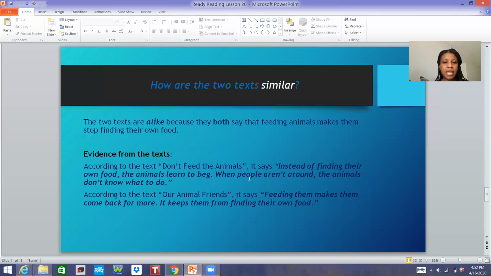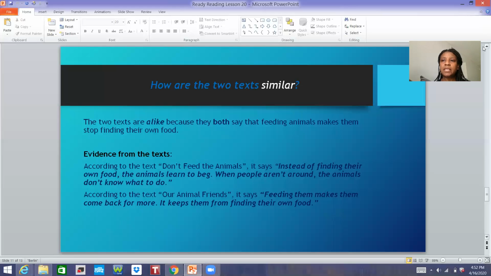And it pretty much says that the animals cannot find their own food if we feed them. According to the text, Our Animal Friends, that's text number 2, it says, feeding them makes them come back for more. It keeps them from finding their own food. So let's go back to text number 1 and 2 and see if this is correct. Let's see if this is how both texts are similar.